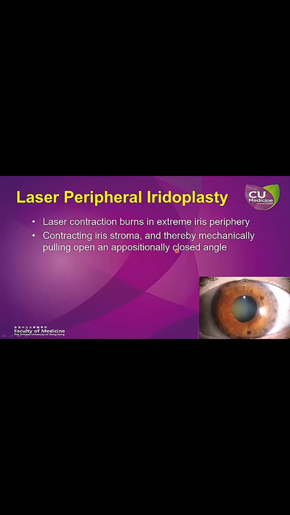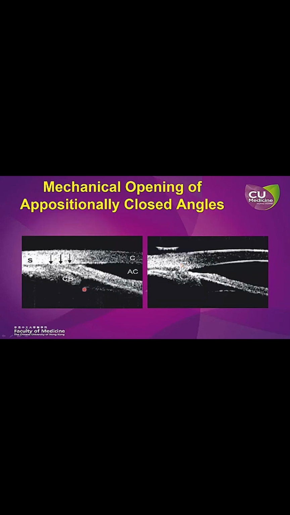Laser peripheral iridoplasty is a technique that applies laser contraction burns in the far extreme periphery of the iris, thereby contracting the iris stroma and leading to mechanical opening of the appositionally closed drainage angle. On the left-hand side here, you see an eye with plateau iris syndrome in which there's a very prominent and anteriorly rotated ciliary body, which pushes the peripheral iris towards the inner surface of the cornea and thereby closes the drainage angle. After applying the laser peripheral iridoplasty, you can see an immediate thinning of the iris stroma, widening of the drainage angle, and the appositionally closed angle is once again reopened.